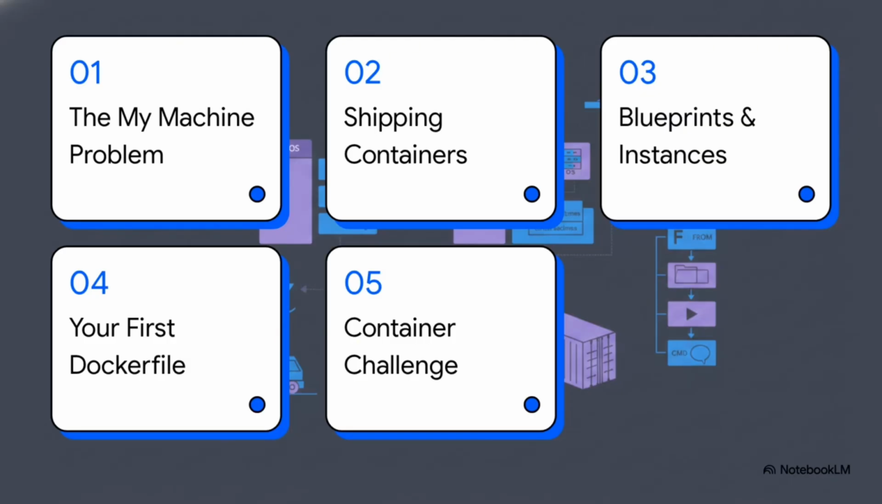Here is our roadmap for today. First, we'll cover the My Machine problem. Then, the shipping container solution. Third is blueprints and running instances. Fourth, building your first Dockerfile. And we'll wrap up with your first container challenge.